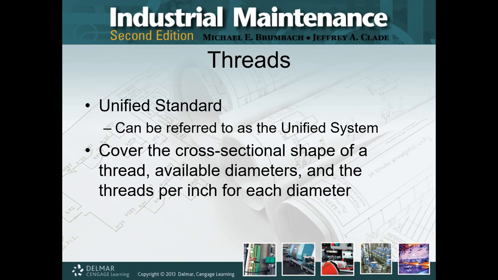So, threads. We see them all the time. You are going to now have a different appreciation for them, I hope, by the end of this unit. So, we've got a unified standard, also known as a unified system, and it is nothing more than a universal system that different countries all agreed to that, yes, we're going to make our threads this way. So threads from the U.S. can be used for threads in Europe and back and forth. Covers the cross-sectional shape of the thread, diameters, the threads per inch, or the pitch. The list kind of goes on.